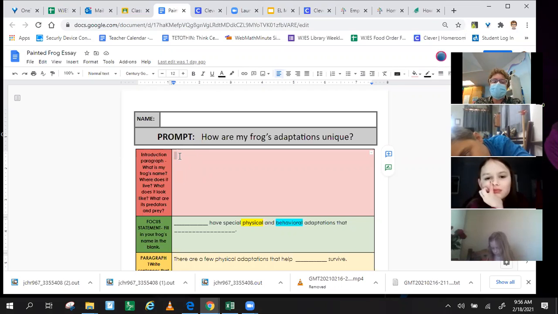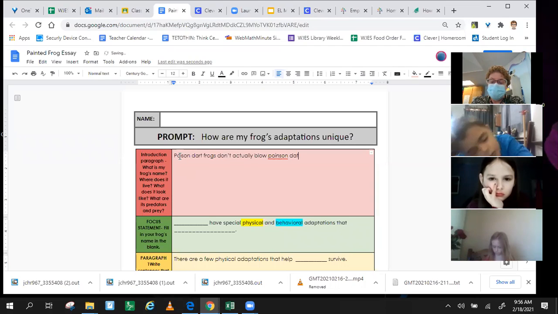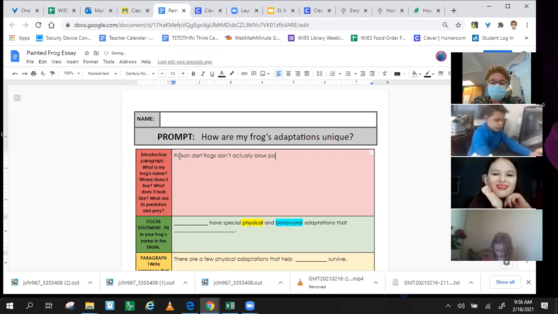So Mrs. Harrison would click inside here and I would start writing: poison dart frogs don't actually blow poison darts. Oh, I cannot spell either, can I? Woohoo!